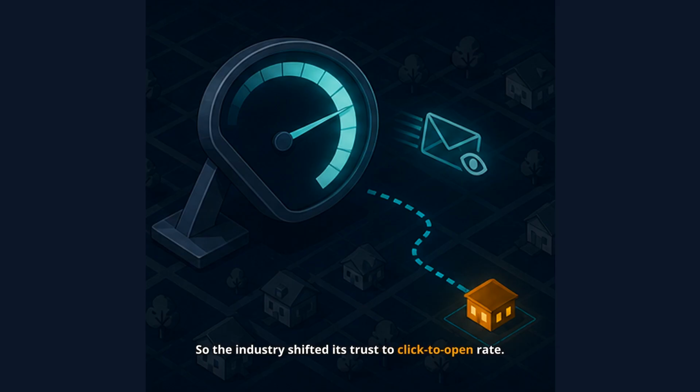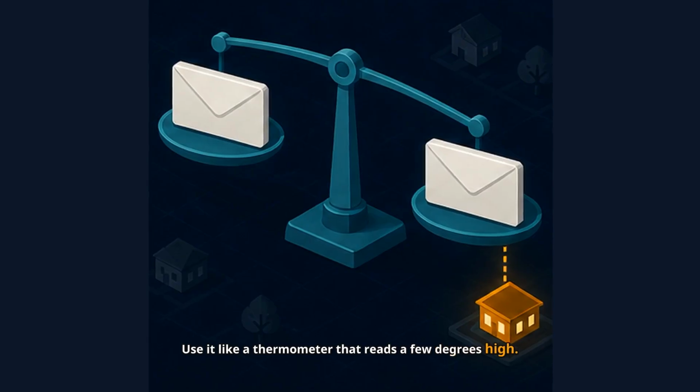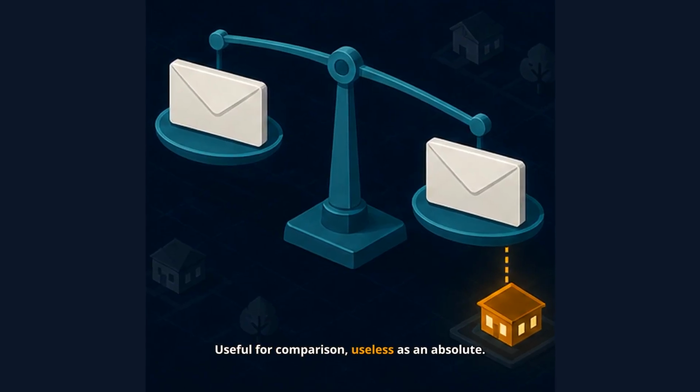So the industry shifted its trust to click-to-open rate. Judge subjects purely on opens, and you're reading a bent gauge. Don't throw open rate out. Use it like a thermometer that reads a few degrees high. Useful for comparison, useless as an absolute. Compare like for like inside your own account. Storm follow-ups against storm follow-ups. Never a residential storm alert against a commercial newsletter.